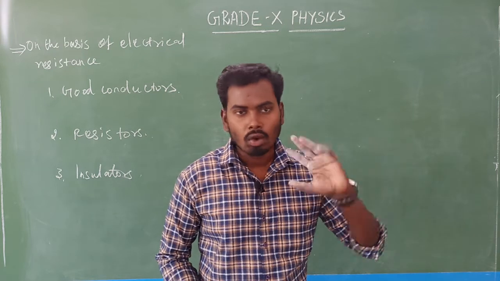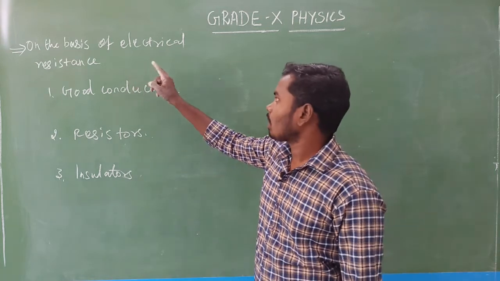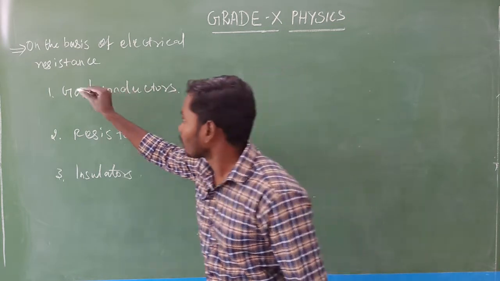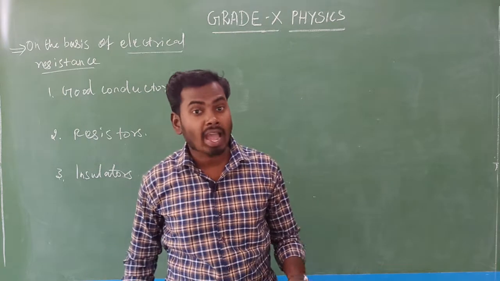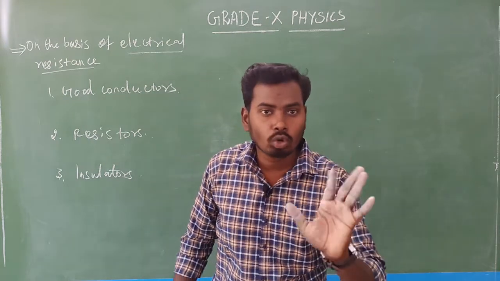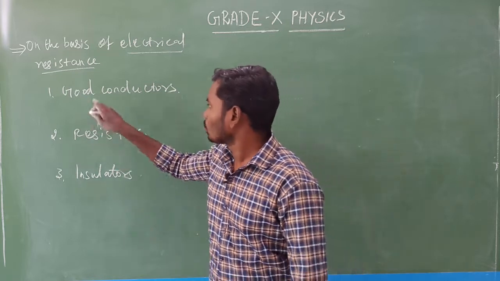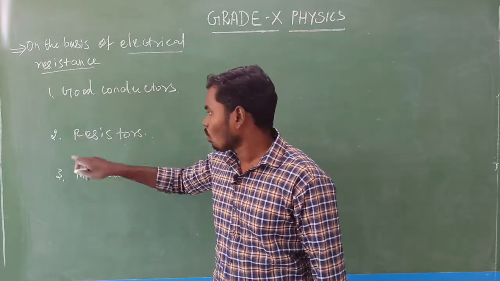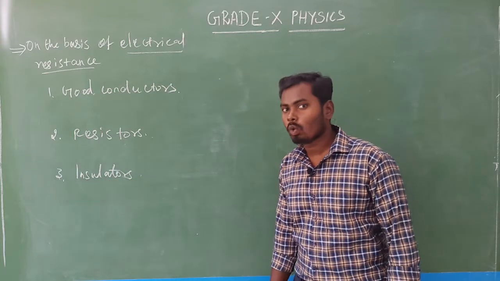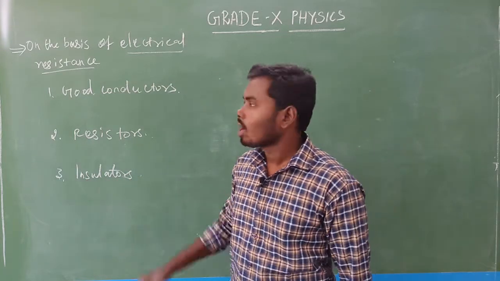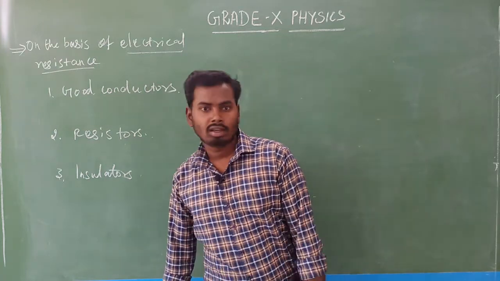Why? Because on the basis of electrical resistance, all the things around us can be categorized into three groups. First one, good conductors. Second one, resistors. Third one, insulators. On what basis? On the basis of electrical resistance. Is it clear?